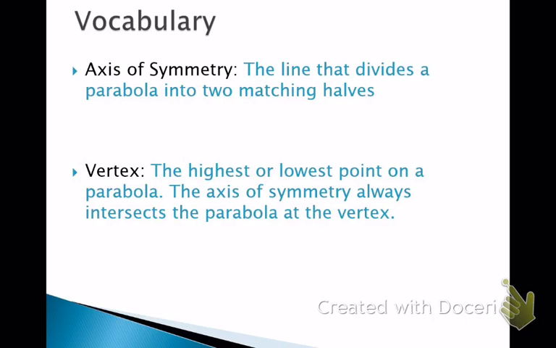And the axis of symmetry will always go through the vertex. And you see there the vertex is the highest or lowest point on a parabola. There's going to be a highest point on some parabolas. There's going to be a lowest point on some parabolas, and that's going to be the vertex. The vertex gives us quite a bit of information. All right, and the axis of symmetry will always be drawn through that vertex.